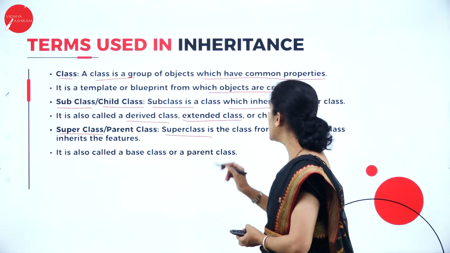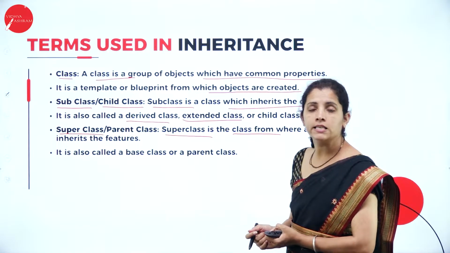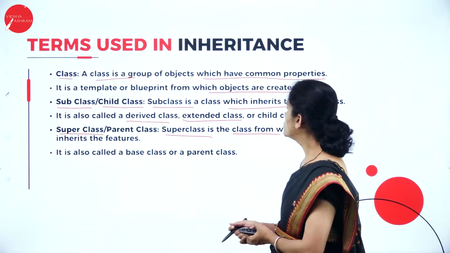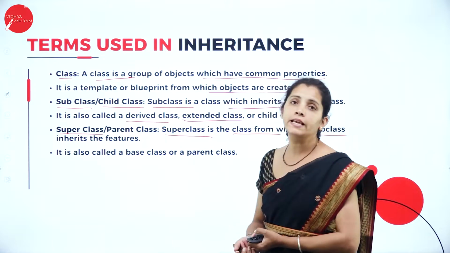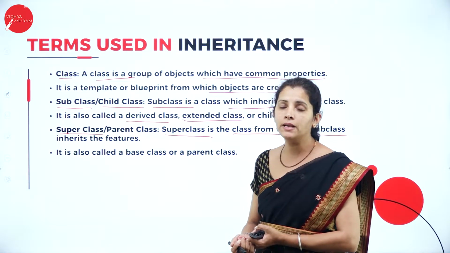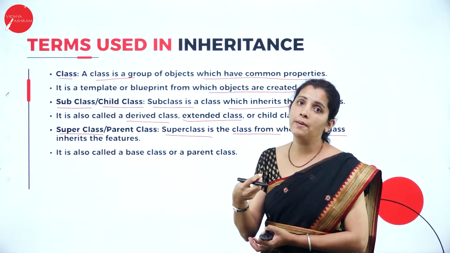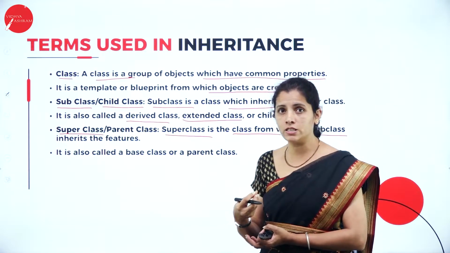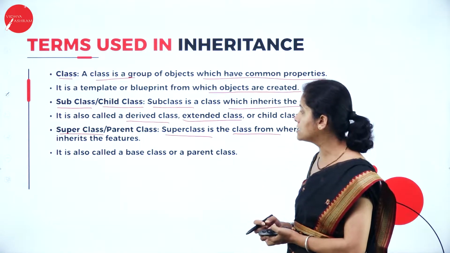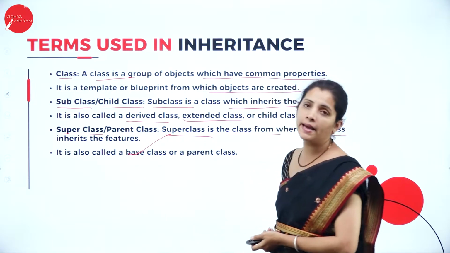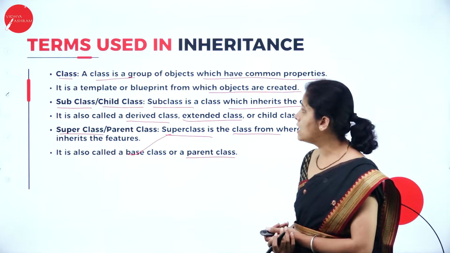So here superclass is the class that is known as existing class. So superclass is the class from where a subclass inherits the feature. That means from the existing class, the subclass can acquire the features, and the existing class itself is called parent class, and it's also called base class.